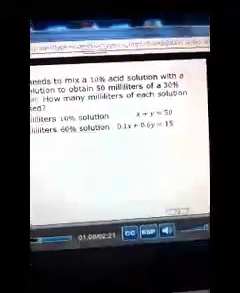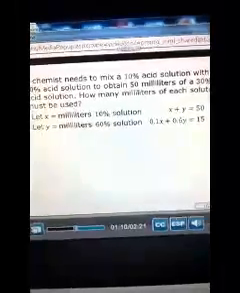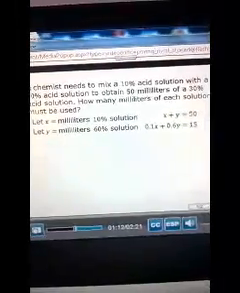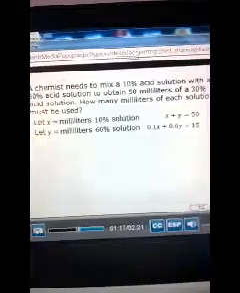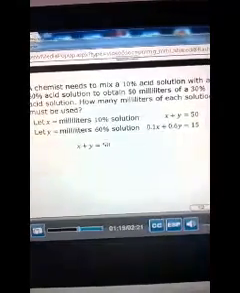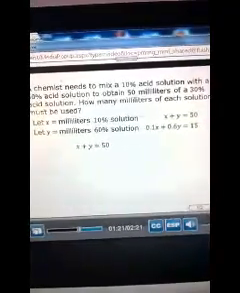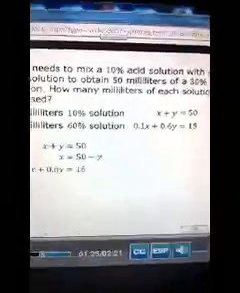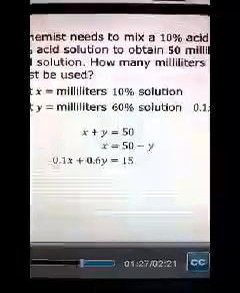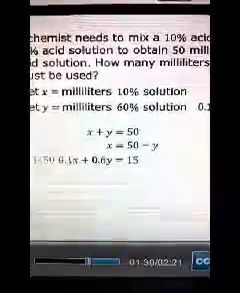Since the first equation has coefficients of 1 for both variables, let's use the substitution method to solve this system. We could solve for either x or y. Let's solve the first equation for x. Subtract y from both sides to get x equals 50 minus y. Now use the second equation. Substitute the expression 50 minus y for x.